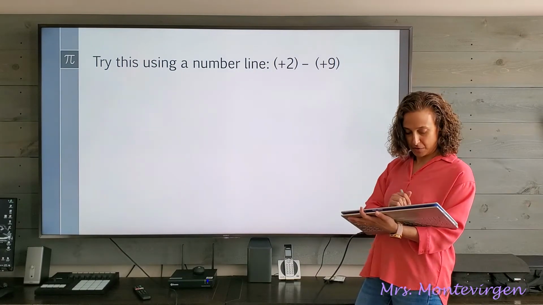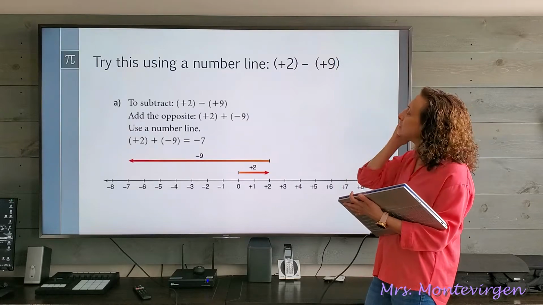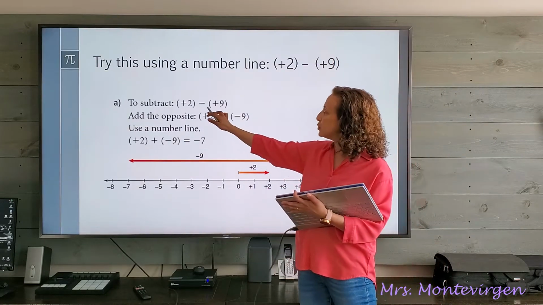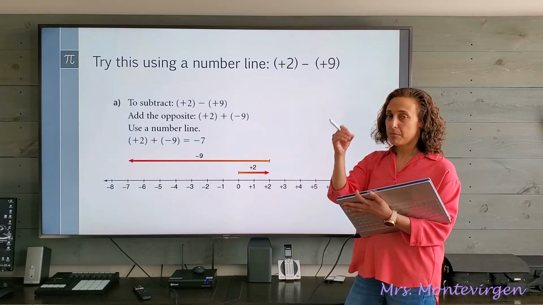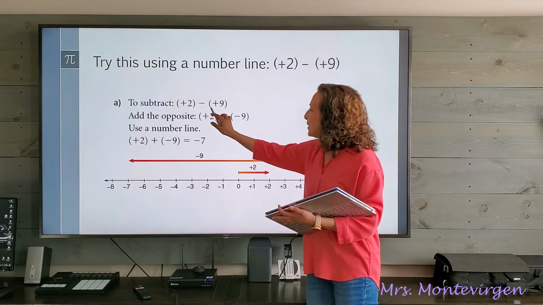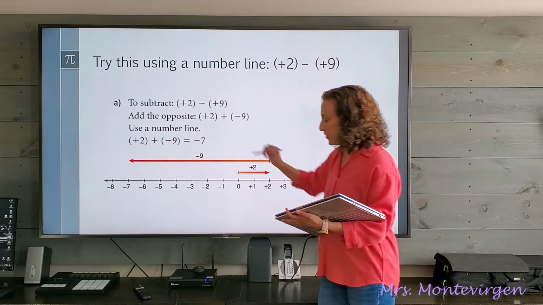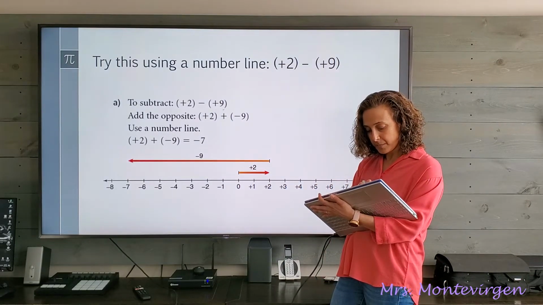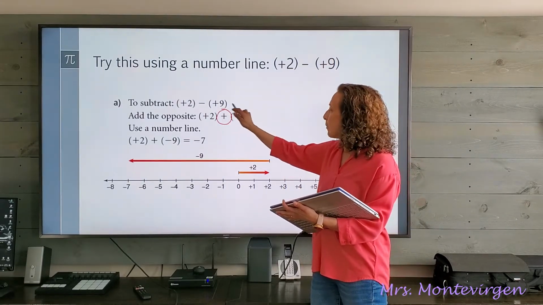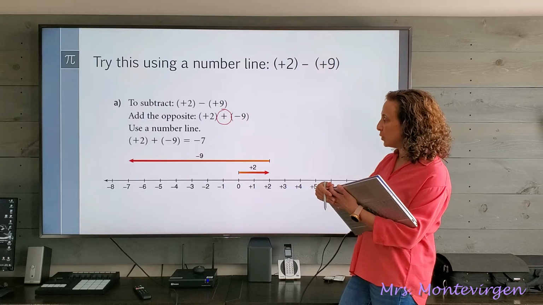All right, I got the answer. So we're going to start off by writing down the question. Positive 2, take away positive 9. And remember, we're going to add the opposite. I think I've said that a lot already. So we'll take the negative and switch it over to a positive. And my 9 is a positive number, so I'm going to switch the sign and turn it into a negative.